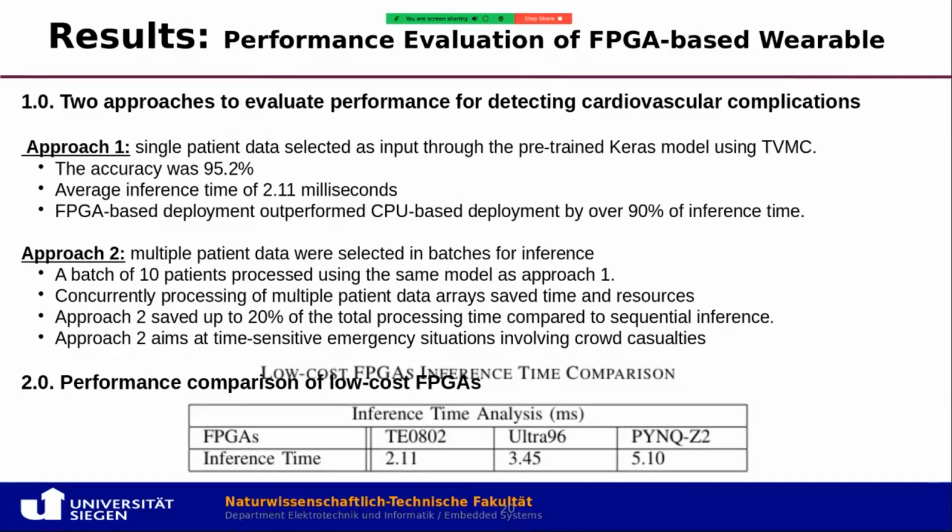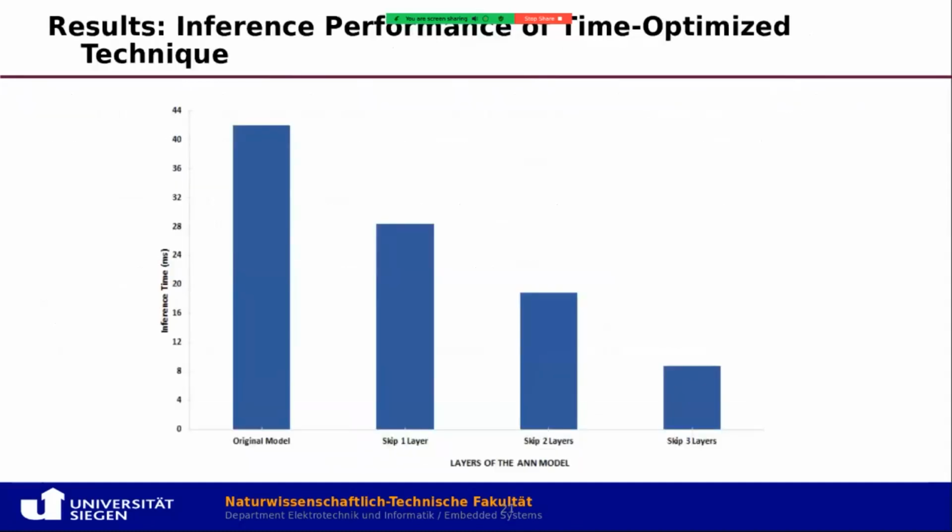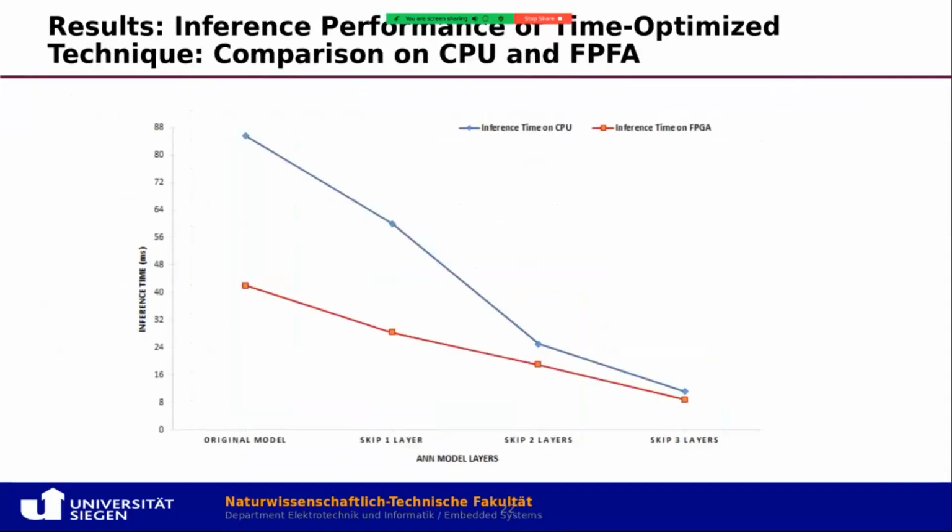And you could see our FPGA outperform maybe other low-cost FPGAs. For the time optimization technique we used, the original model gave us about 40 milliseconds. But if we skip these layers in subsequent runs, we could have as low as 11 milliseconds in our process. This also is a comparison between the CPU and the FPGA.